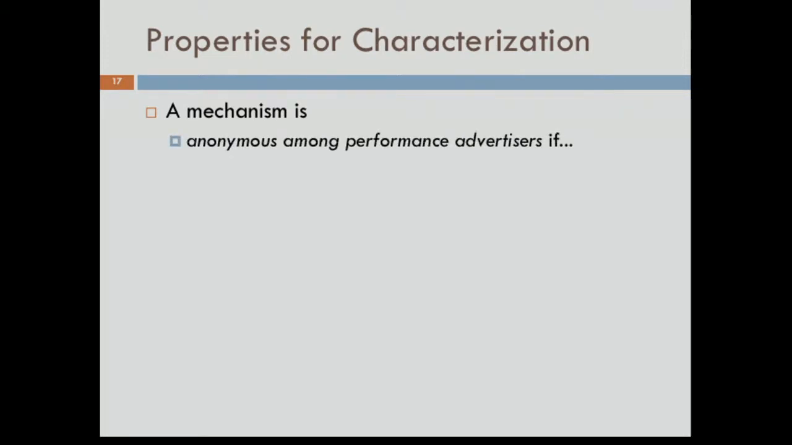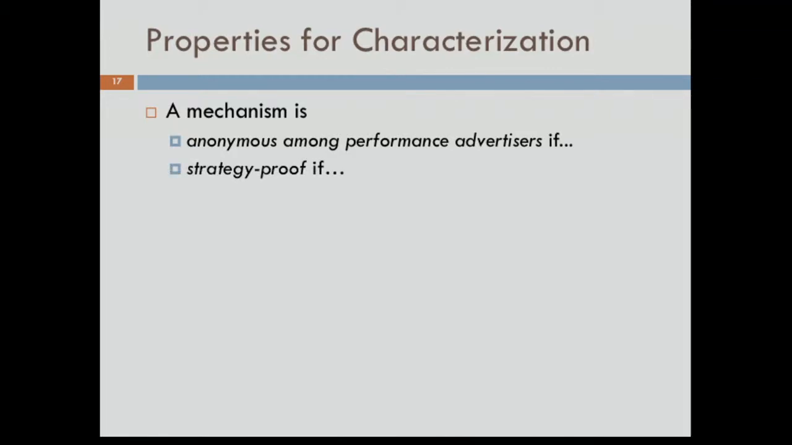So a mechanism is said to be anonymous among performance advertisers if, and I'm going to omit the details of the definition, these things are all obvious enough, and I'll say them in words. It's anonymous if it's independent of permutations. That is, you switch the order of the performance advertisers. The highest performance advertiser wins, for example.